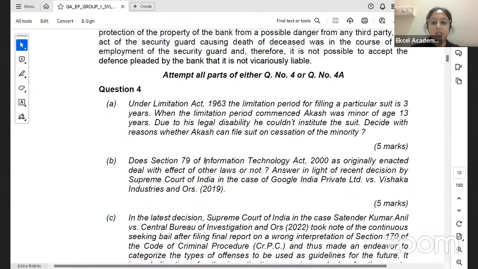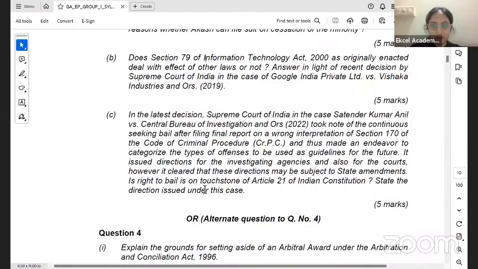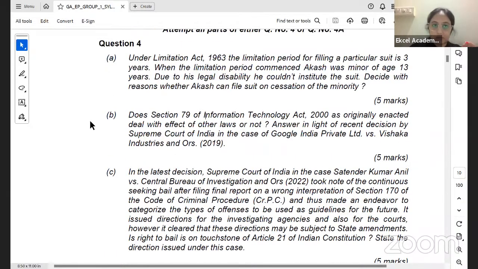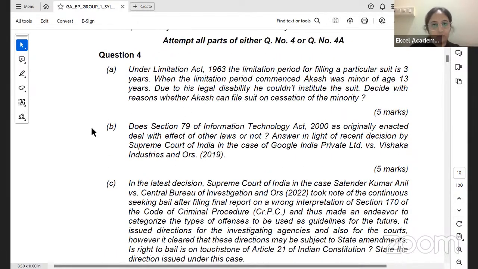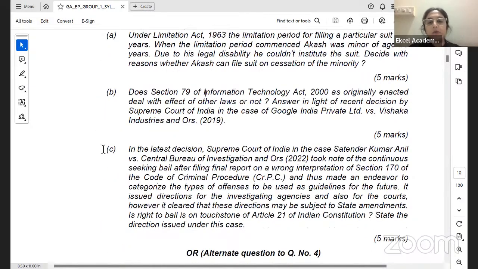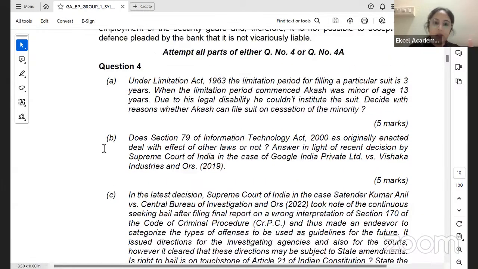Next, we will go to question number 4. So here you have two choices. Under 4, you have 3 questions, or you have an alternate, again 3 questions. So either the first set of 3 questions you can answer, or in 4A the set of 3 questions you can answer. It's not like you answer one question from 4 and one question from 4A. No, either you have to select all the 3 from 4 or all the 3 from 4A. So that is the choice you have. So we will see this one by one.